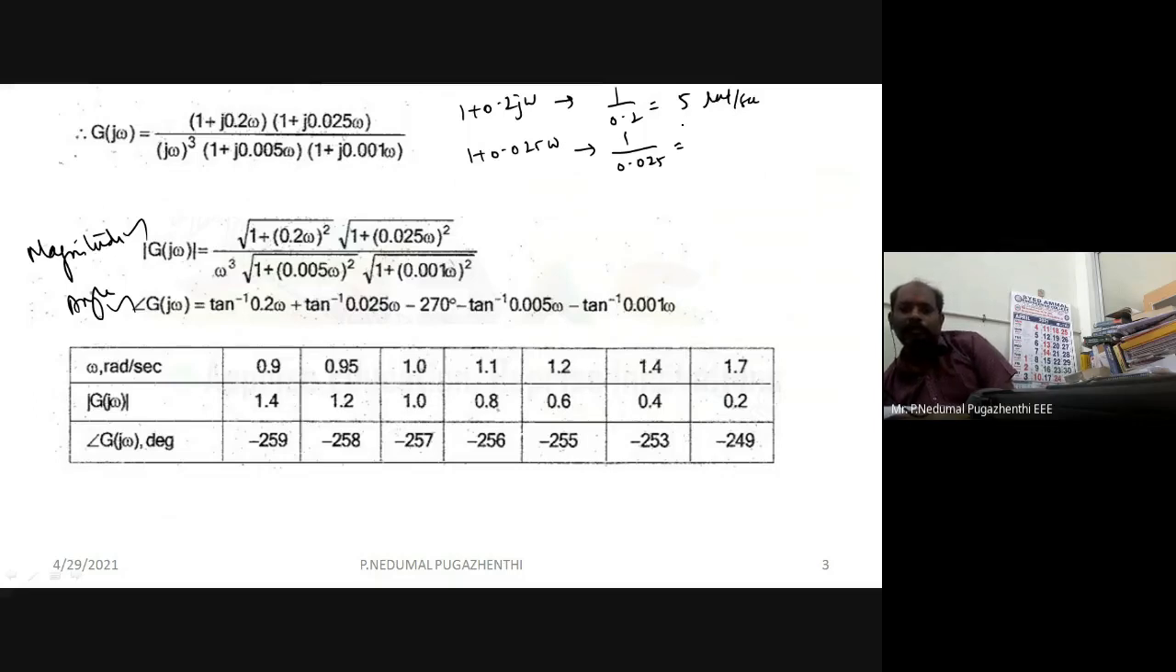Hello, people in the class, please respond in the chat window. What is the value you are getting? You are getting 40. Yes, thank you, CB.